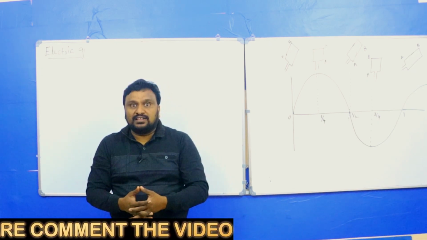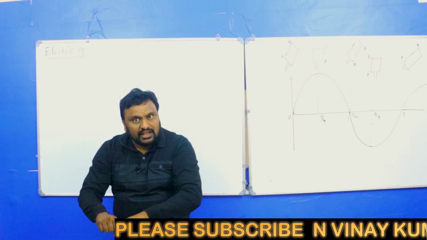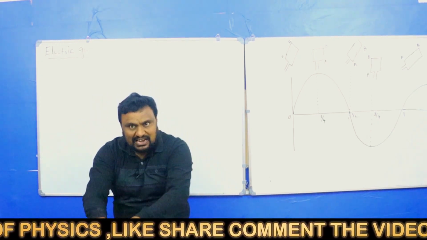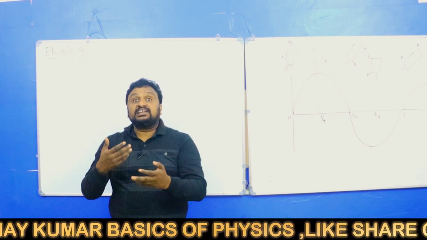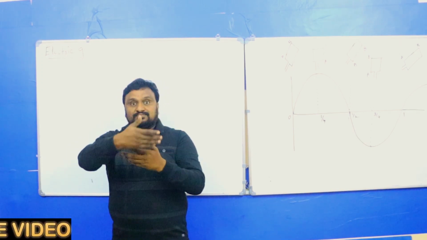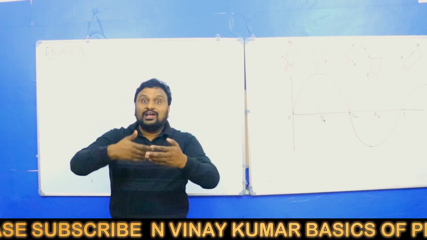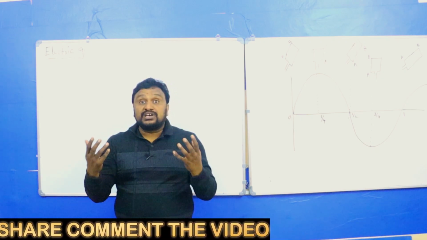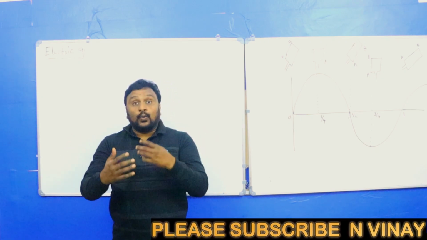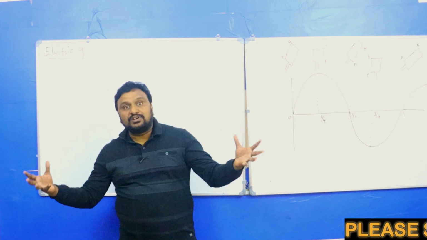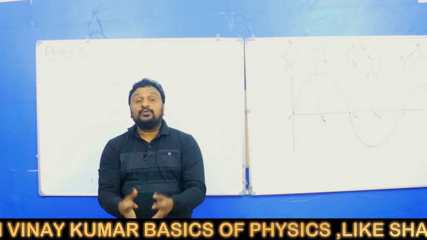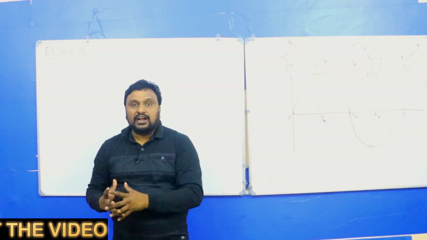What is happening there? While we are rotating the rod circularly like this, the coil inside the generator rotates. When the coil rotates, there is a change in magnetic flux. When there is any change in magnetic flux, obviously an electric field is generated because of the law of electromagnetic induction.